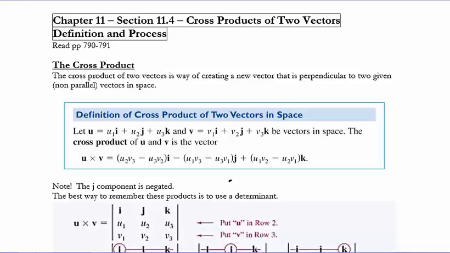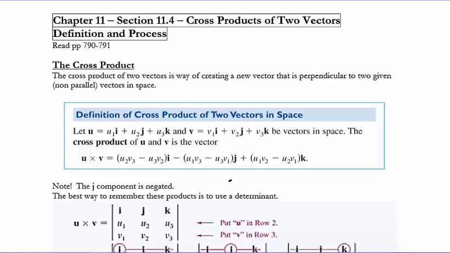All right, so before we start this on cross products, I'd like you to take a second and read pages 790 to 791, just so you can get an idea of what I'm about to talk about. If you haven't done that yet, pause this video, read pages 790 to 791 in your text, and then come back, all right? So assuming you've already read these pages, what they talk about is the cross product.